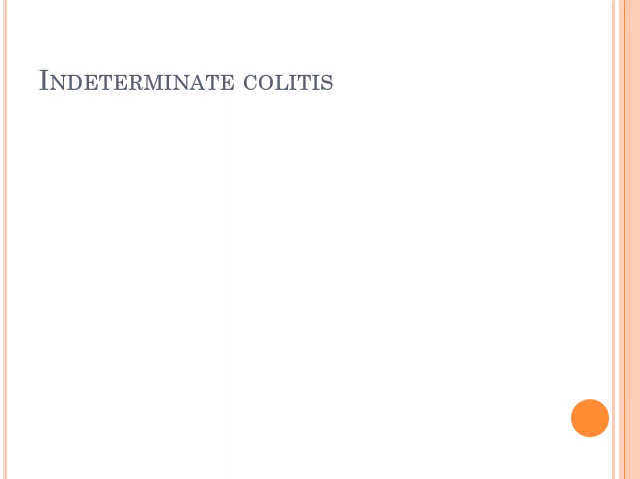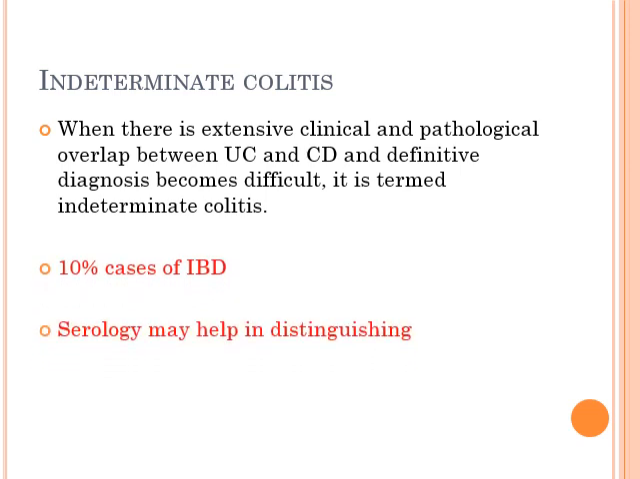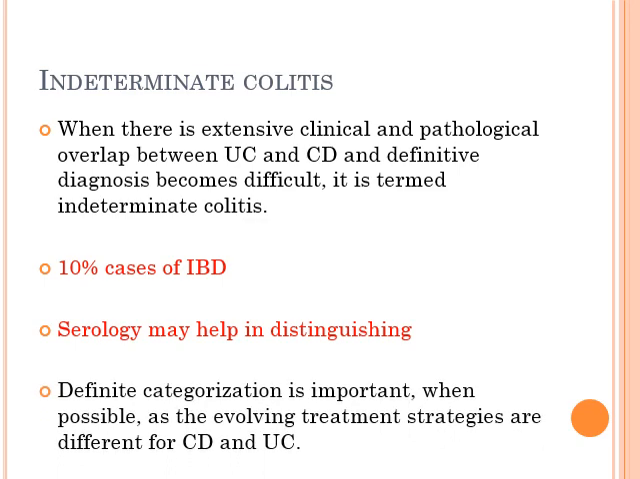Now, what is indeterminate colitis? Sometimes there is extensive clinical and pathological overlap, and it becomes difficult for the clinicians as well as the pathologists to differentiate between ulcerative colitis and Crohn's disease. In those cases, you call it an indeterminate colitis. That occurs in 10% of cases of IBD, and serology will help you in distinguishing between ulcerative colitis and Crohn's disease. Why is it important to distinguish? Because the evolving treatment strategies are different for these two diseases, and that is why a definite categorization is important.